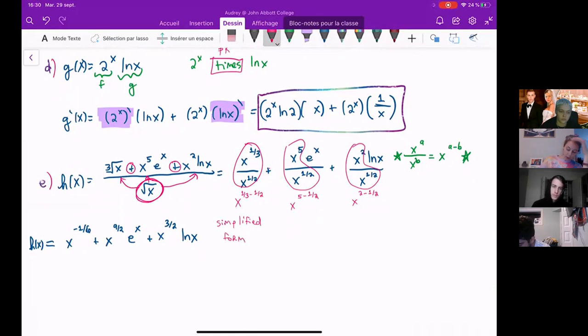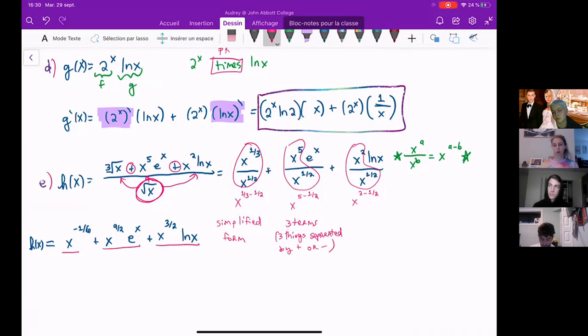And I have 3 terms, because remember, a term is a thing separated by addition or subtraction. I'm going to use that word a lot this semester. You should get comfortable with what a term means. Term, separated by addition or subtraction. Okay, so this is my first term, this is my second term, this is my third term. I have 3 terms. Do any of them require the product rule?